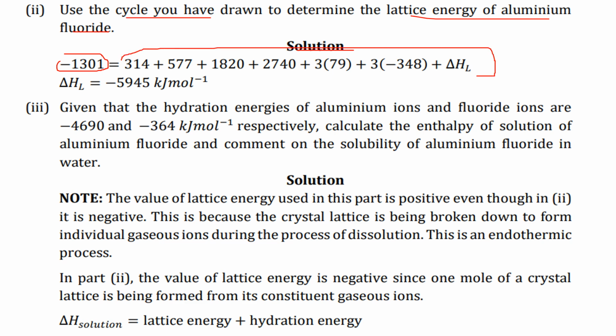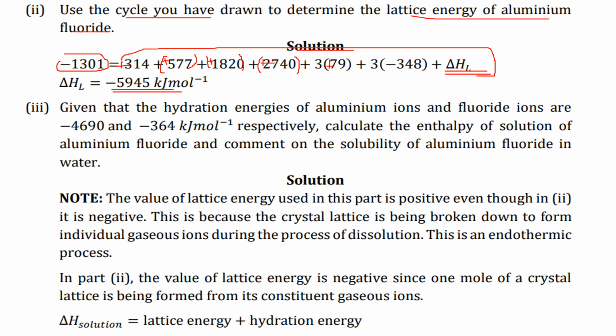Now notice that here I didn't include the positive signs on these values. When you're writing these values, you include them, because we consider energy to be carrying a sign. If you write them without signs, that means you're no longer writing energy values. So always put the signs and bracket them. Also, this one is positive 79. So adding everything and making delta H L, which is our lattice energy, the subject, you're going to get negative 5,945 kilojoules per mole as your lattice energy.